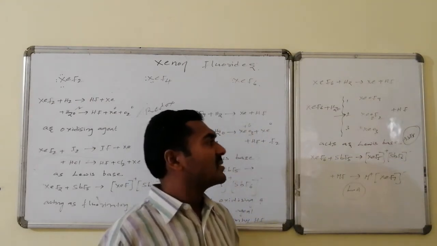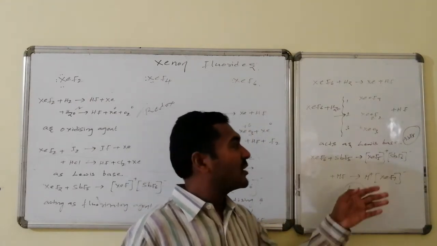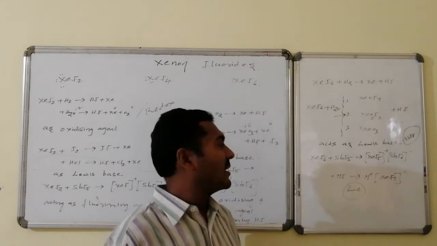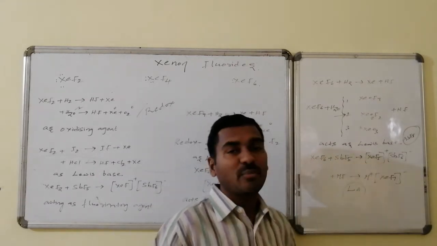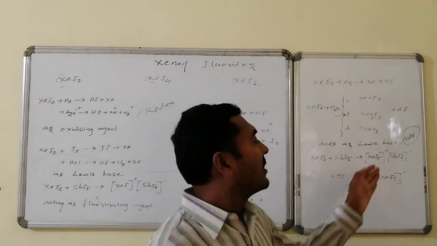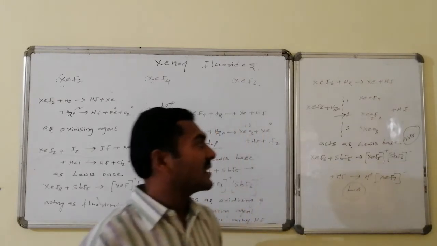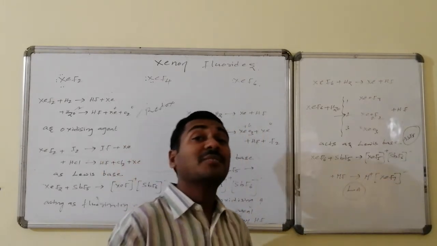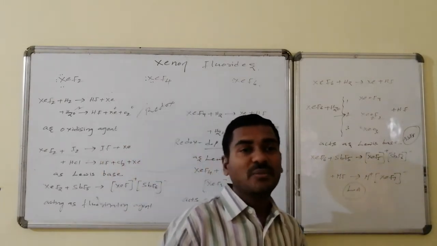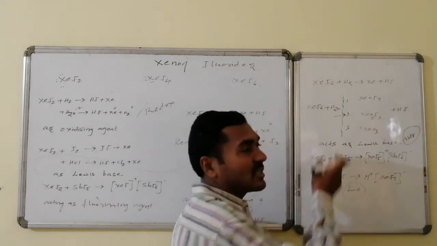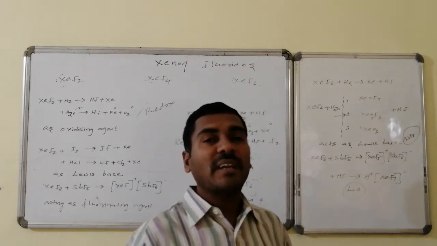It is acting as a Lewis base, similar to antimony pentafluoride and arsenic pentafluoride. It forms a complex like xenon pentafluoride antimony hexafluoride, otherwise arsenic hexafluoride formation takes place. It also acts as a Lewis acid, because it has 6 fluorine atoms. It can expand its valency.